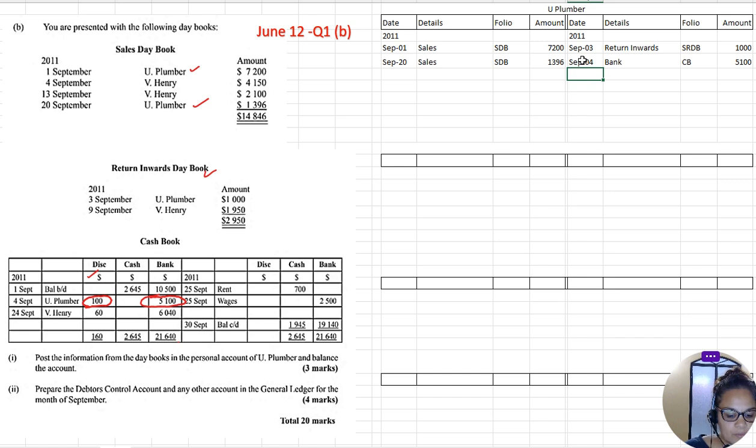So on September the 4th, we also have to record the amount that U Plumber's account has to now reduce by, because we give him a discount from your cash book of 100. So looking at the question, all your day books, your sales book, your return inwards book, and your cash book, there are no other transactions related to U Plumber. So let's move on. The next thing that they say is, and balance the account.